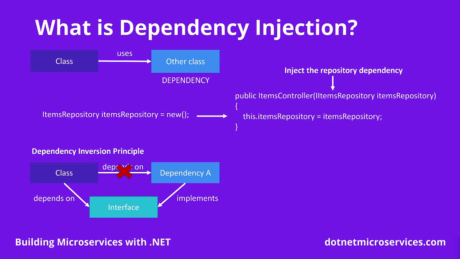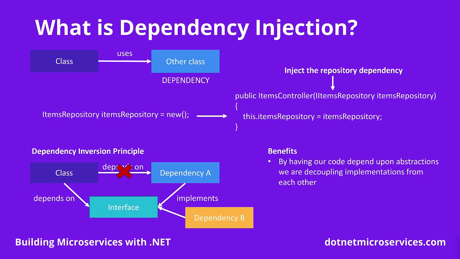Why would we do this? Well, by doing this, our class implementation is decoupled from the dependency implementation in such a way that if we ever decide to switch to a different or updated dependency, our class does not need to change at all. The only thing that the dependencies need to do is to implement the interface that our class depends on. So, by having our code depend upon abstractions, we are decoupling implementations from each other. And this also makes our code cleaner, easier to modify, and easier to reuse.